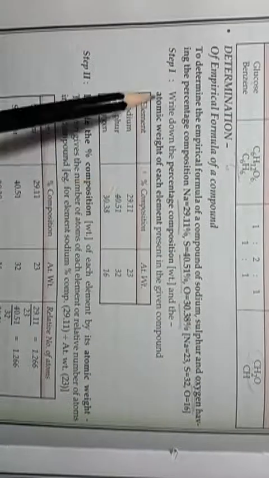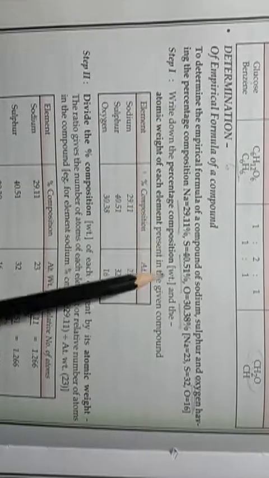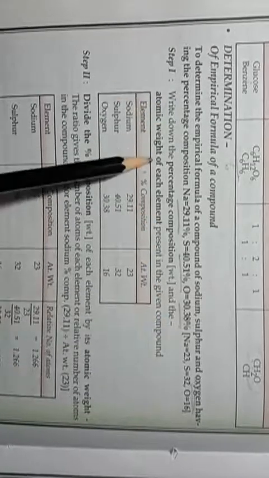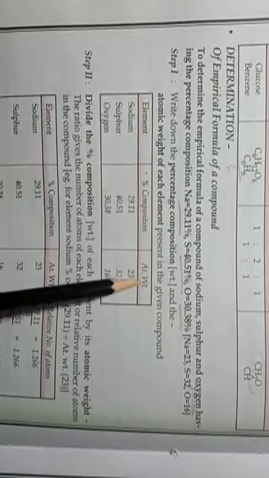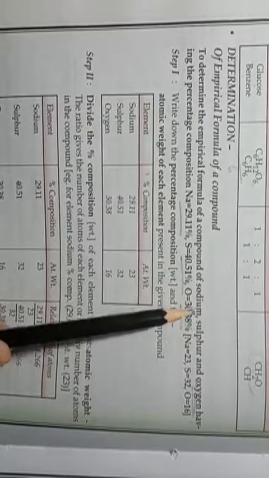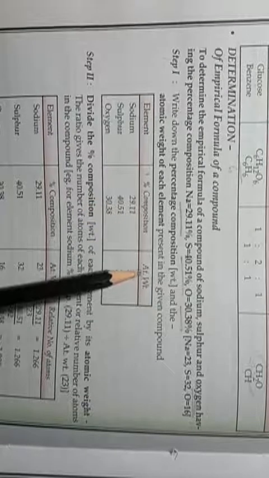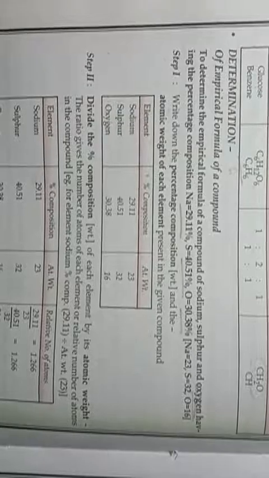According to the first step, we have to write the percentage composition and the atomic weight of each element present in the given compound. These two things we have to write in the form of a table. In the first column, the name of the element, which is sodium, sulfur and oxygen, then their percentage composition, and after that the atomic weight of the related element. So sodium with 23, sulfur with 32 and oxygen with 16. So this is the first step.